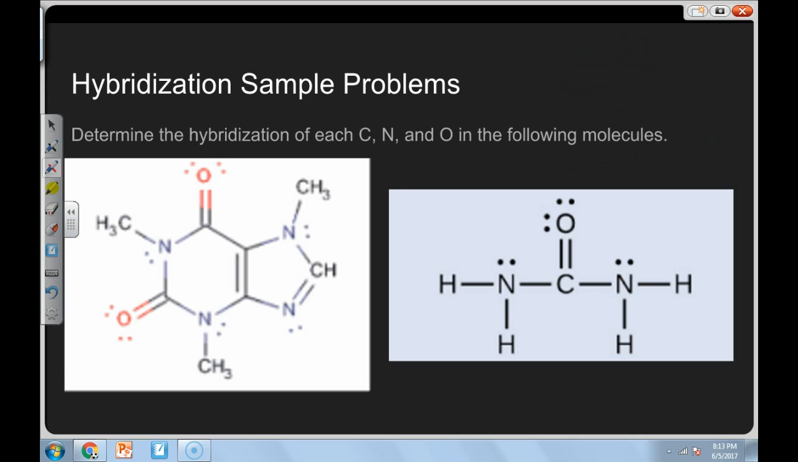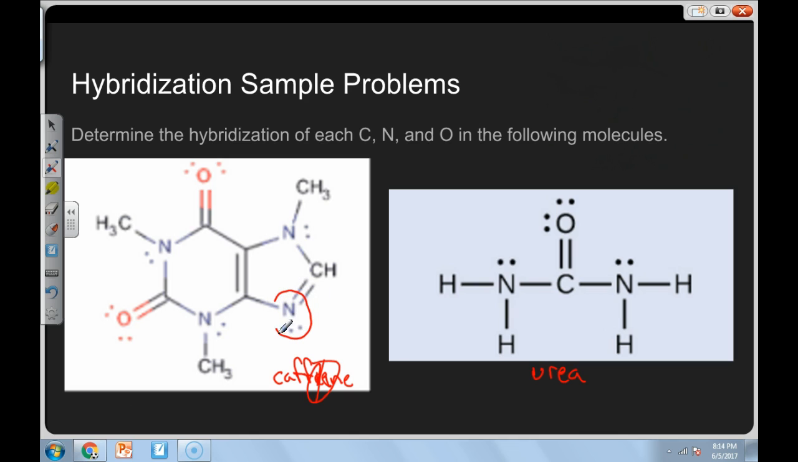atoms, and now these are kind of big and ugly, and they look complex and complicated, but they're not really. This is caffeine. And this is urea, a compound in your pee, urine. Okay, so what I'm asking you to do is determine the hybridization of each carbon, nitrogen, and oxygen. Let's only do a couple.